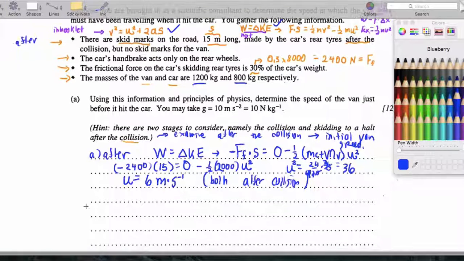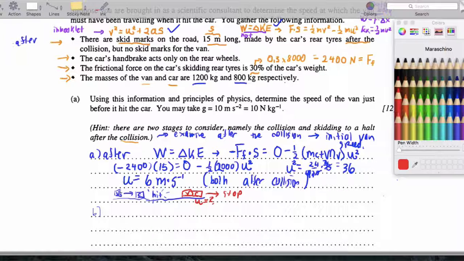All right, now for part B. This is both of them after the collision. Let's talk a little bit about what's going on here. If I were to draw a little picture, we've got the van, we've got the car, and what we just examined is after the hit, H-I-T, they hit here. Here's the van, here's the car together, and then they stop, and we just found the speed here.